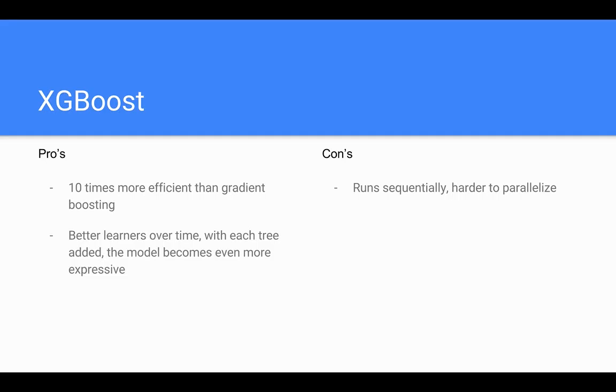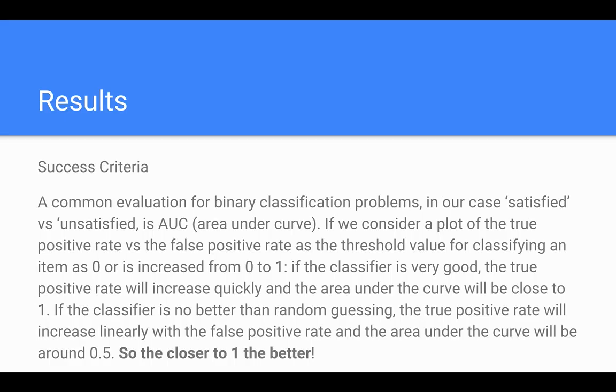Pros, it's fast. XGBoost is even faster than gradient boosting, and gradient boosting models in general are better learners over time. This means with each tree added, the model becomes more expressive and better at predicting. The con is just that it runs sequentially and it's harder to parallelize as compared to random forests.